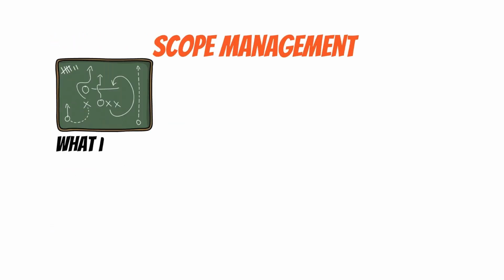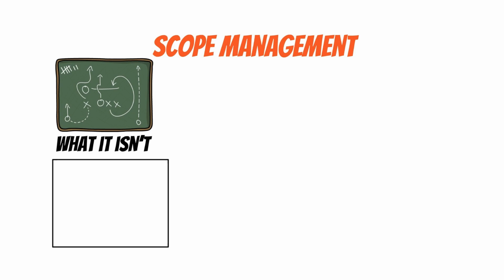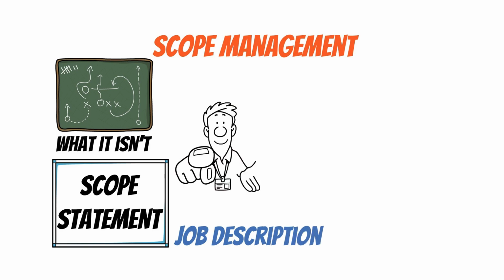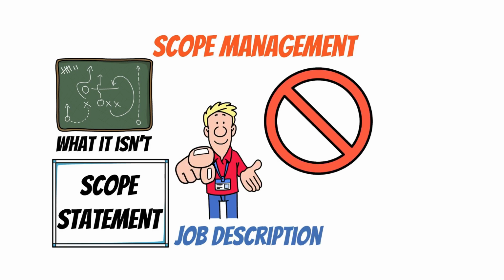Next, let's talk scope management, where we decide what the project is, and just as importantly, what it isn't. A common key term is scope statement, your project's job description. It defines what you're delivering, so there's no confusion later.